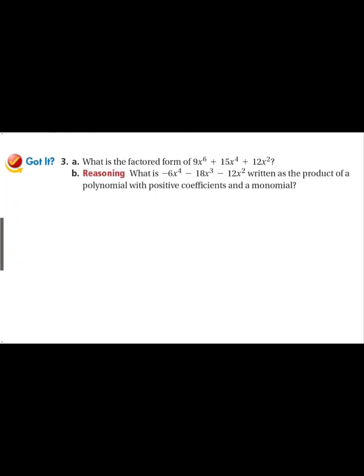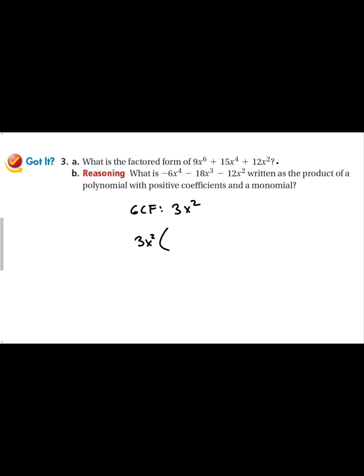Let's try another problem. Okay. First, GCF. The GCF of 9x to the 6th plus 15. So now this one's a little bit trickier because 9 does not go into all of these, okay? But 3 does, and 3 happens to be the biggest number that goes into all of these. Only factors of 9 are 3 and 3. So it's going to be 3, and the smallest exponent is x squared. So the GCF is 3x squared.